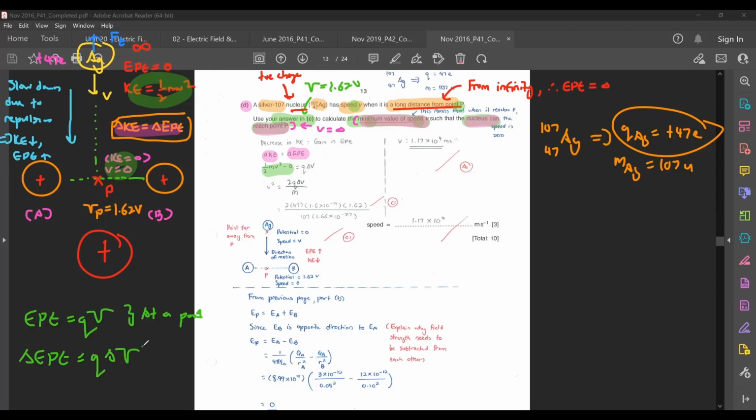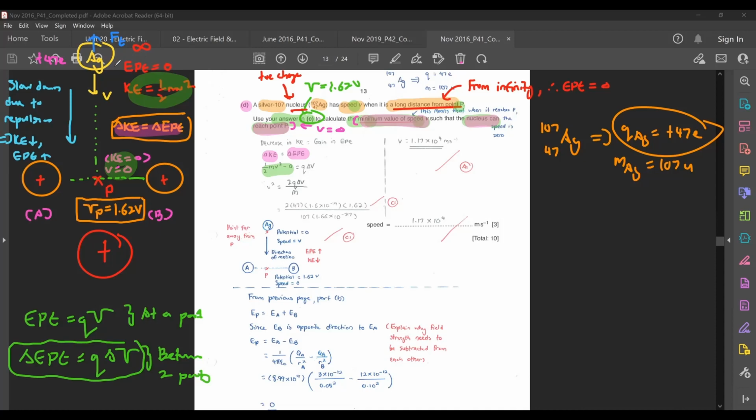Okay, this one is between 2 points. Because the question asks you to use the answer in C, the one where you say potential is 1.62 volts, you generally will want to use this. So change in EPE between 2 points is Q times potential difference between the 2 points. The potential at point P, you already found it as 1.62 volts.